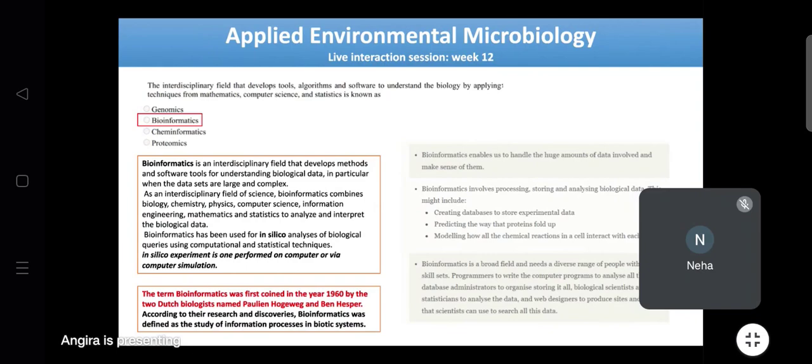This therefore is a very broad field which needs a diverse range of people with diverse skill sets. So what does this field need? It needs programmers to write the computer programs to analyze this large volume of data, and database administrators to organize and store this amount of data. Finally, it needs biological scientists to help analyze the data, and web designers to produce sites and apps where scientists can search all this data. So this is what bioinformatics is. It is basically a potpourri of different kinds of information on nucleotide and protein sequences where we can get them in one place and analyze them.